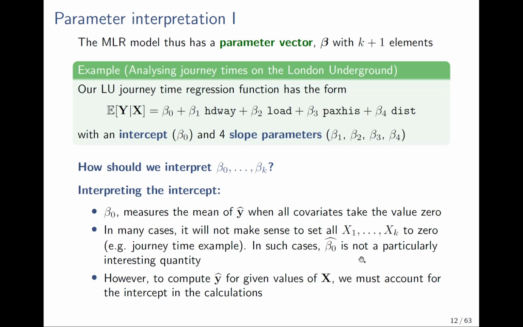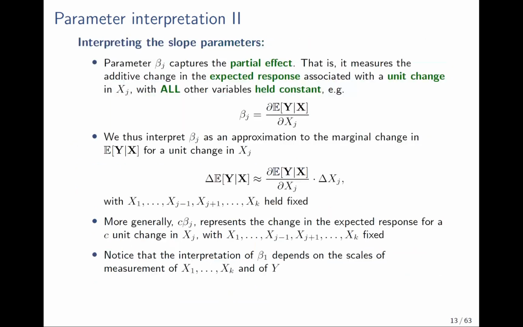particularly interesting quantity. However, when it comes to prediction, to compute the predicted y for given values of x, we have to account for the intercept in the calculations. So it's always there unless we have a good reason to assume that the intercept shouldn't be in the model. It doesn't often have a particularly interesting interpretation, but we do need to use it to make predictions in our calculations.